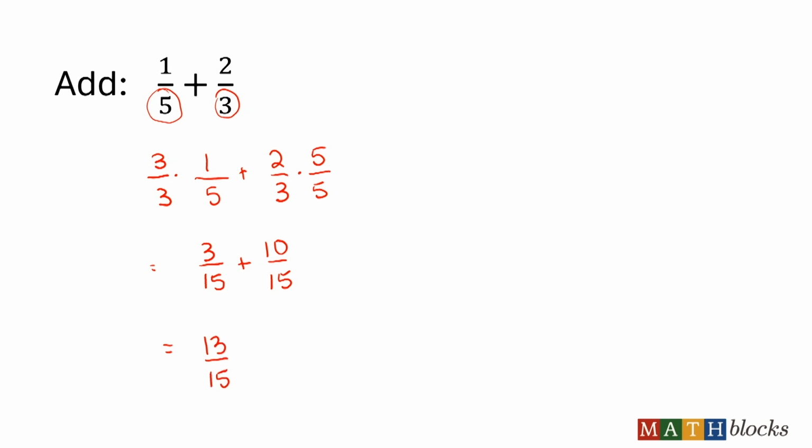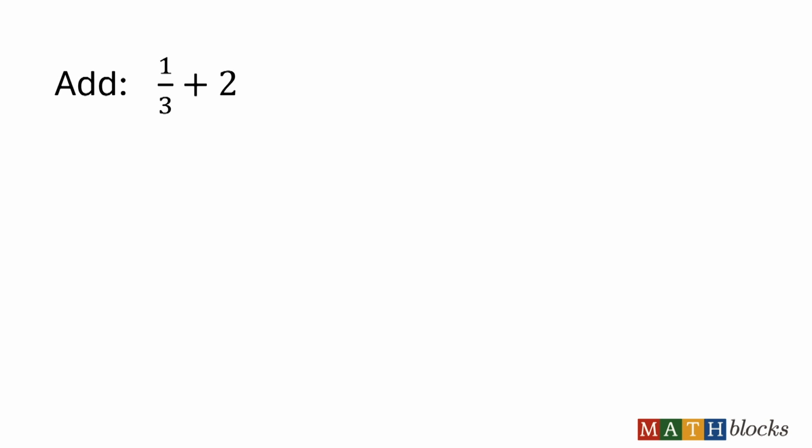over 15. If we want to add 1/3 plus 2, at first this looks different than the last example, but remember, 2 is the same thing as 2 over 1. So here again, we're adding two fractions with different denominators. Now in this case, the common denominator would be 3. When we multiply 3 times 1, we just get 3. The first fraction already has a denominator of 3, so we don't have to change anything there.